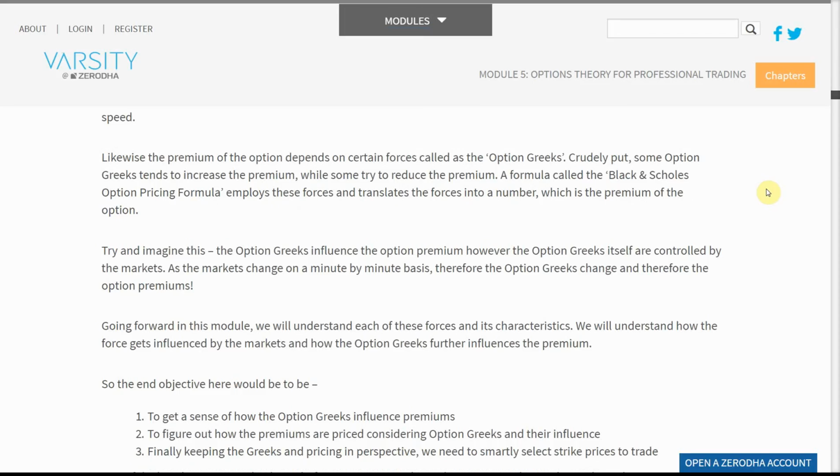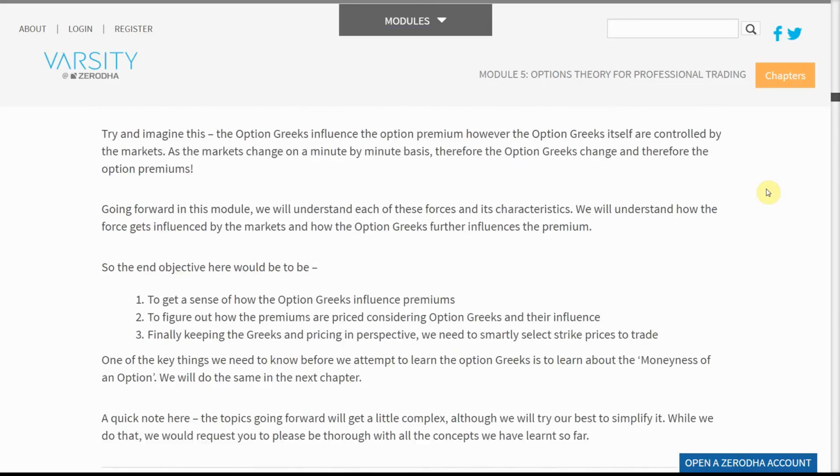Likewise, the premium of the option depends on certain forces called the option Greeks. Crudely put, some option Greeks tend to increase the premium, while some try to reduce the premium. A formula called the Black and Scholes option pricing formula employs these forces and translates the forces into a number, which is the premium of the option. Try and imagine this: the option Greeks influence the option premium, however the option Greeks themselves are controlled by the markets, as the markets change on a minute-by-minute basis. Therefore, the option Greeks change and therefore the option premiums.